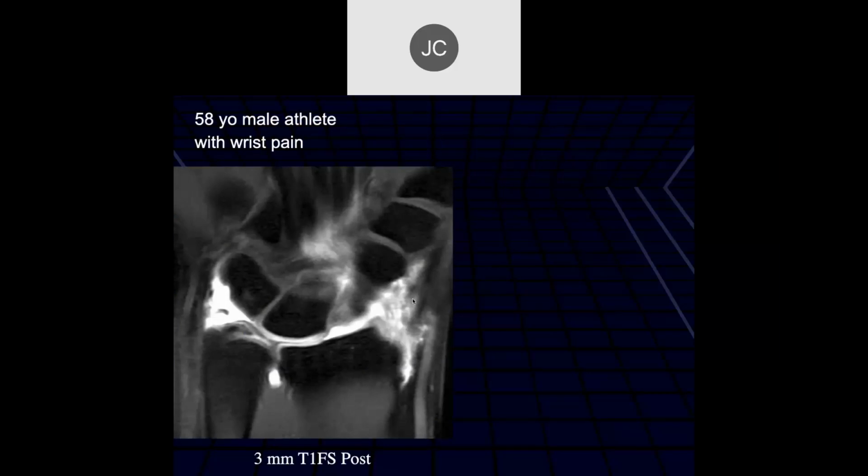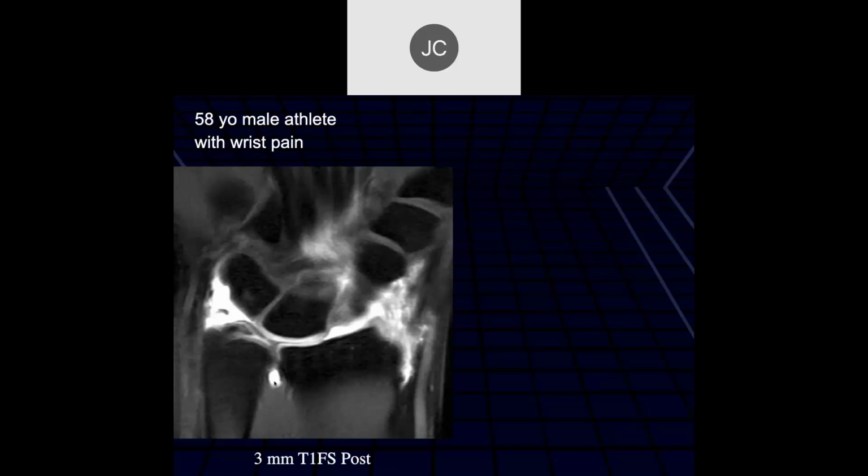Okay, we have a 58-year-old male athlete with wrist pain. I see fluid in the distal radioulnar recess. The central disc looks intact, but that foveal attachment looks irregular. Maybe there's a tear of the ulnar triquetral ligament. There's a defect there.